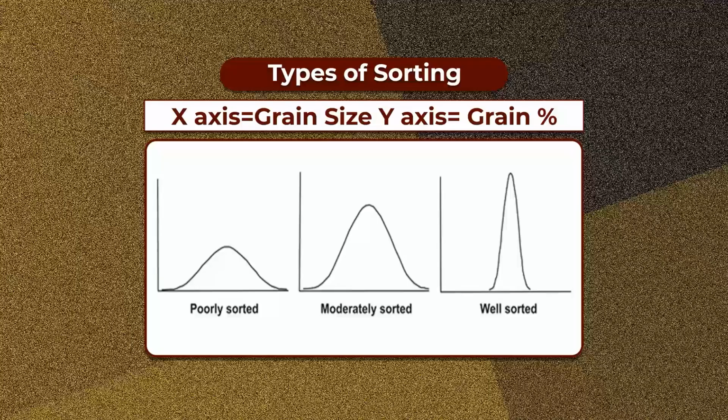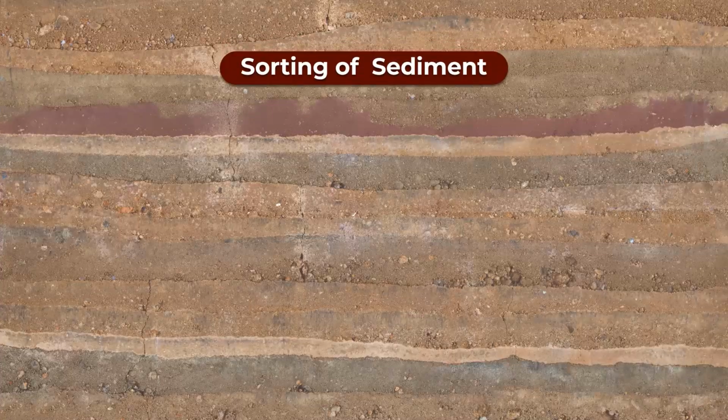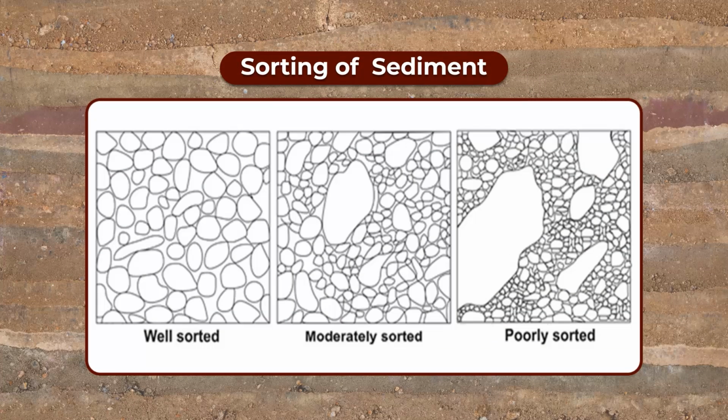Now in these graphical techniques, the x-axis is the grain size and the y-axis is the grain percentage, so you get this shape. Well sorted grains give you a sharp peak, moderately sorted give you a smaller peak, and poorly sorted give you a flat peak.